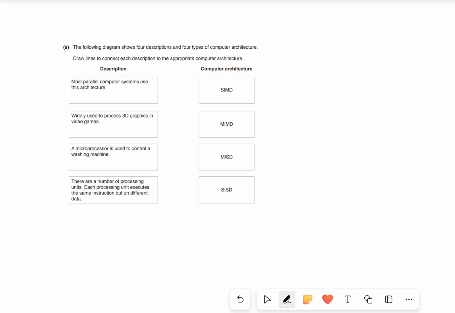Let's pause the video, give it a go yourself first. Okay, so most parallel computer systems use this type of architecture. Well, it's obviously going to be MIMD. Used for video games, for 3D graphics. Well, that'll be SIMD. To control a washing machine, SISD. And the number of processing units, each processing unit executes the same instruction, but on different data. Again, that would be SIMD. Nice and easy start.